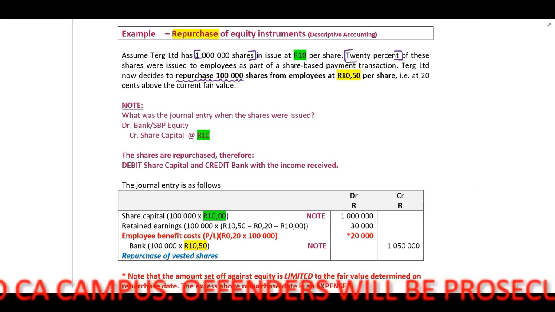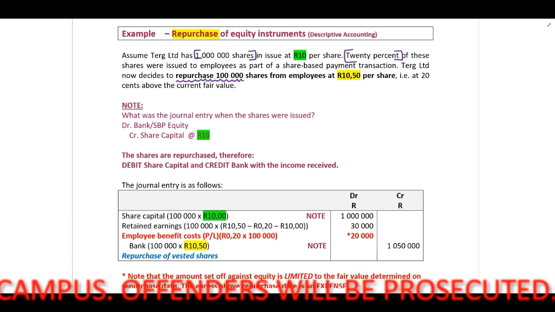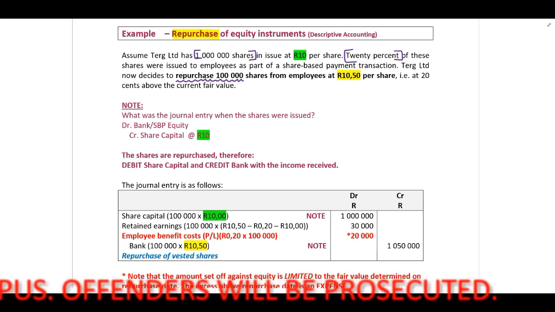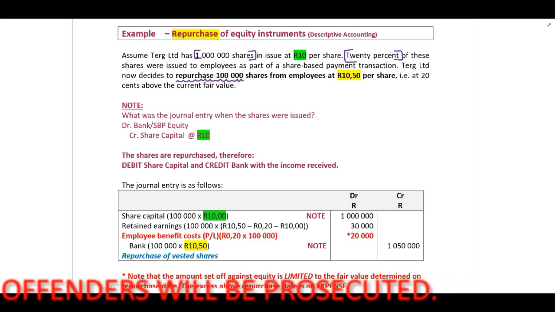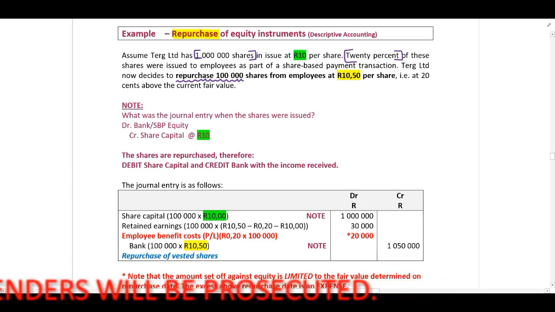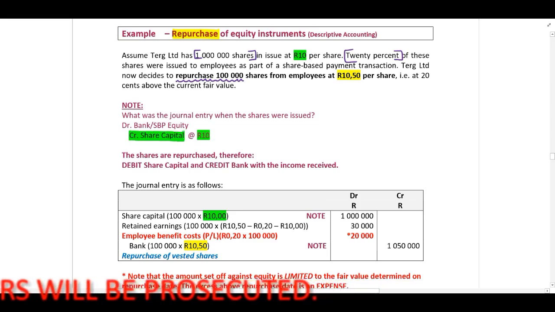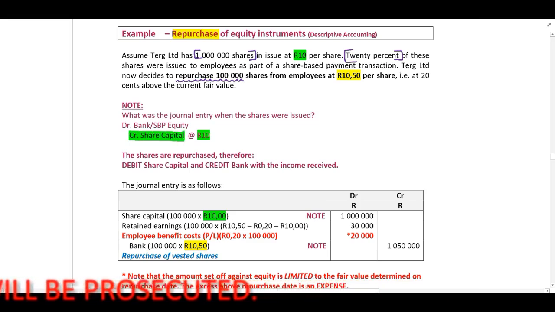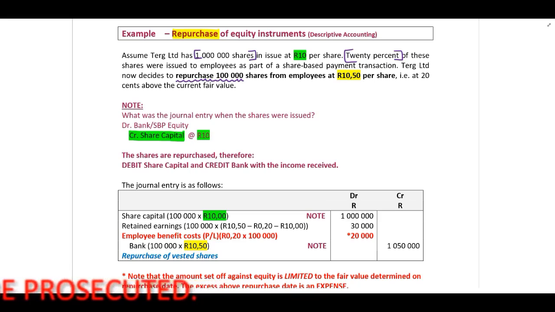the current fair value. Now first, what you need to remember is the original transaction when the shares were issued. Most probably to credit share capital. Now they purchase back these shares. Therefore, we will have to debit our share capital account with 1 million. This is the 100,000 times 10 Rand. We will have to credit our bank with the actual outflow.